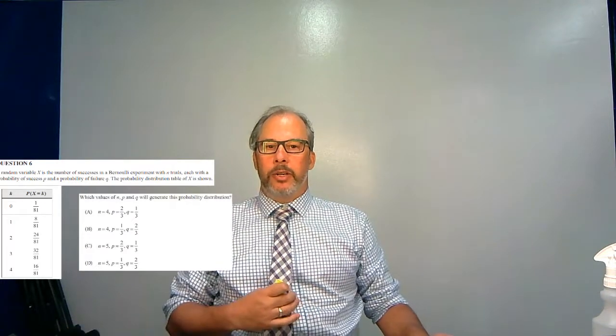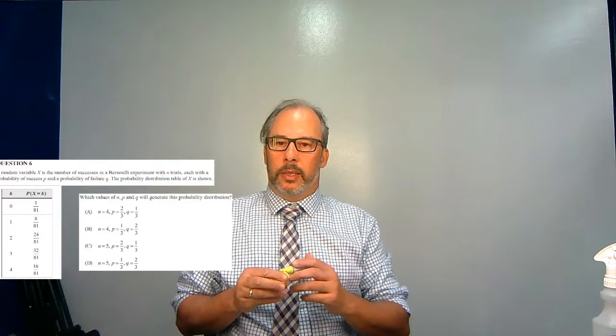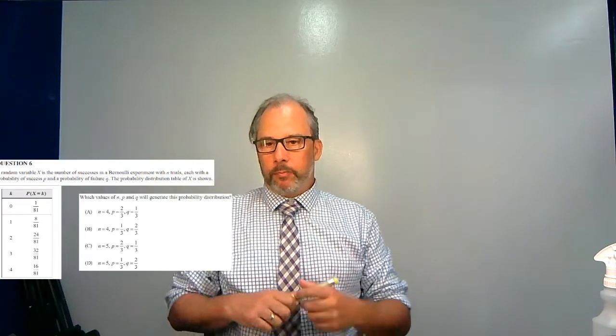Okay, question number 6 on our multiple choice. We have got a random variable x, the number of successes in the Bernoulli experiment with n trials, each with a probability of success p and a probability of failure q. The probability distribution table is shown and they give you that there. The easiest way to probably think about this is to think about your binomial formula. They're asking in particular which values of n, p and q will generate that distribution.